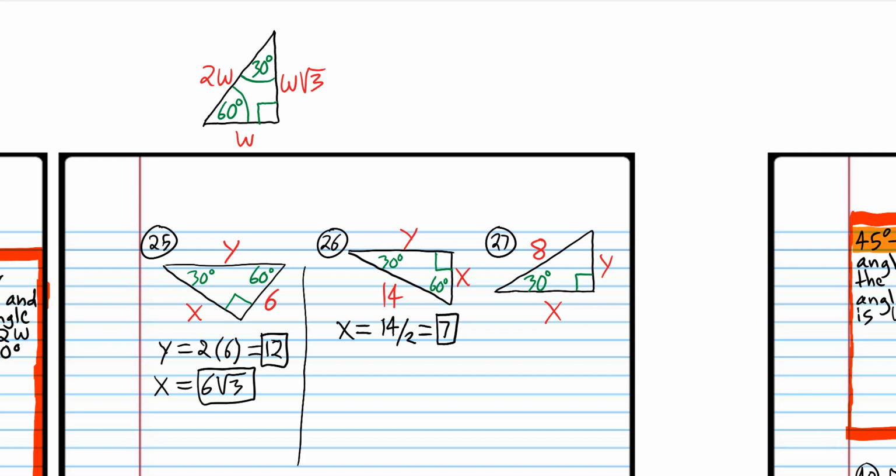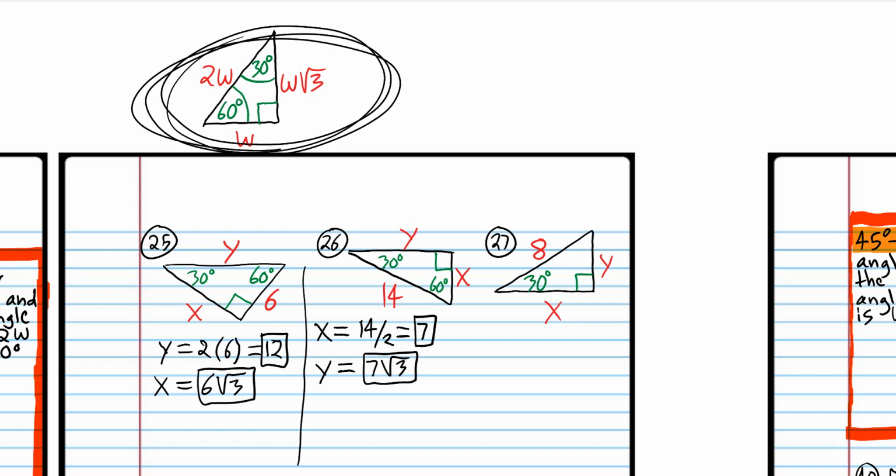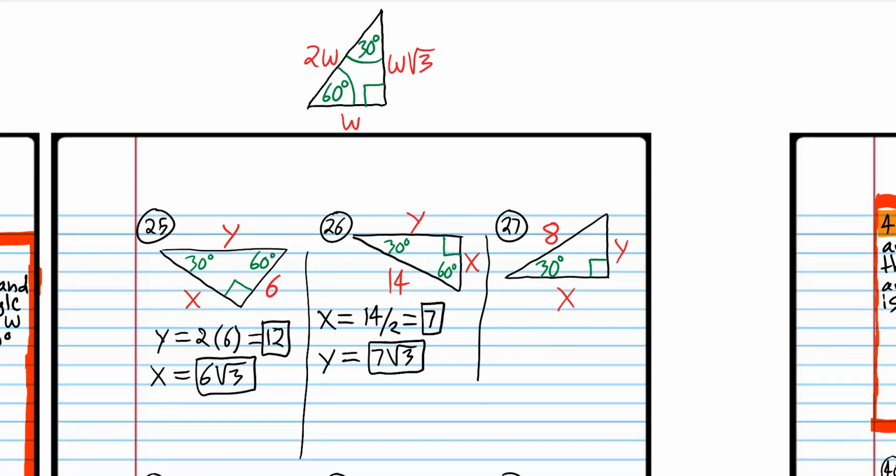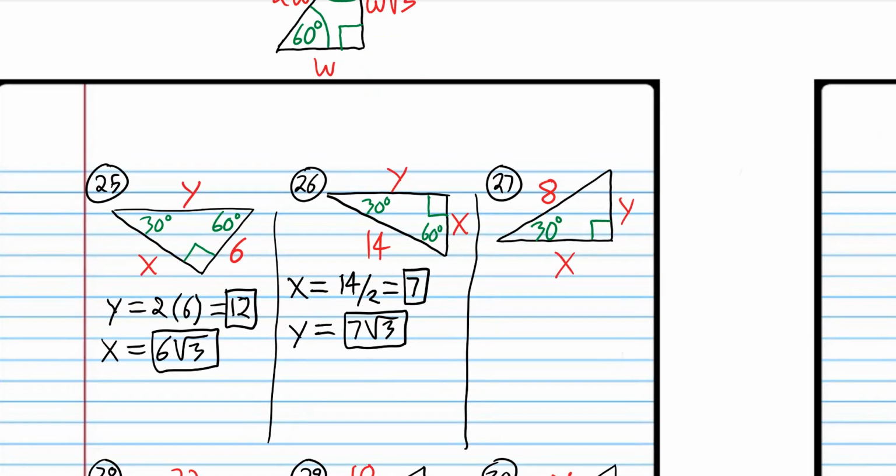Let me put a divider here, move that over. And now that we know that the side opposite 30 is 7, we know that y, the side opposite 60, is going to be whatever the side opposite 30 is times root 3. So 7 root 3. Again, if you understand what this triangle structure means, these problems are pretty easy. All right, so let's do one more of those problems before you try one on your own.